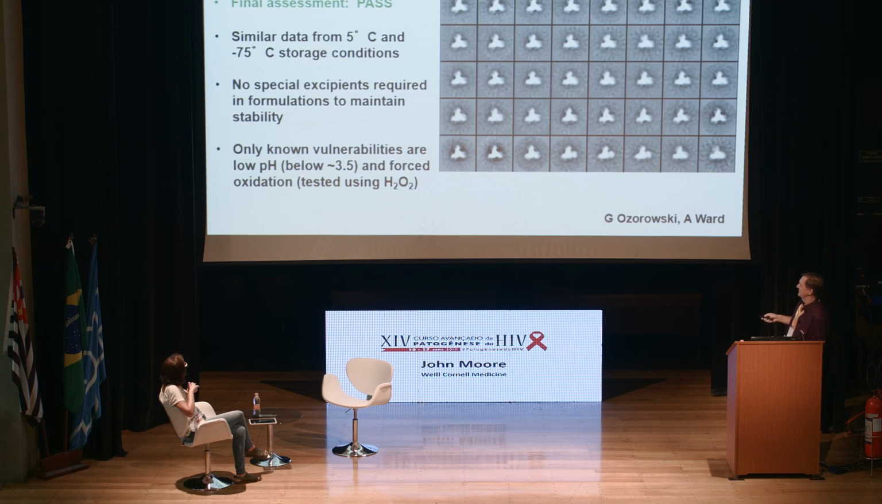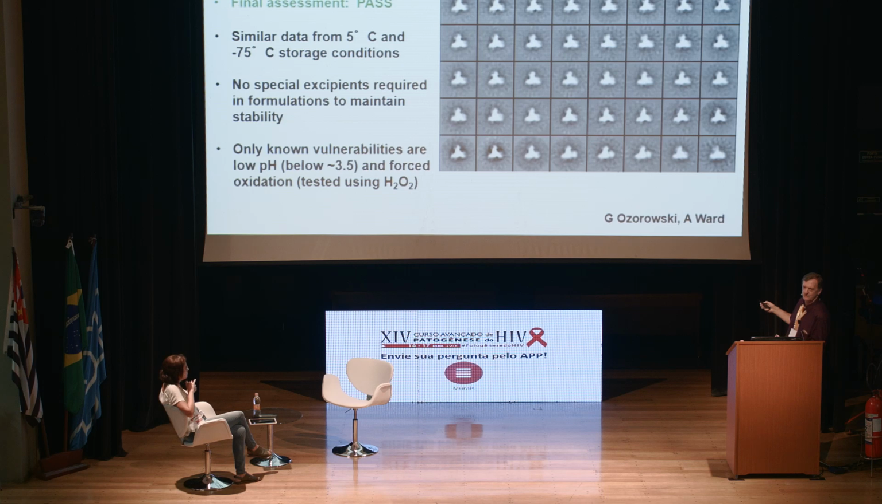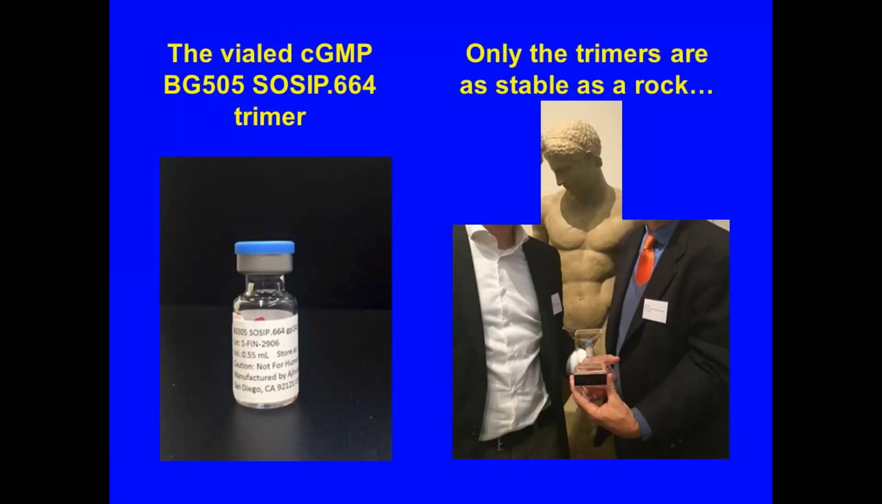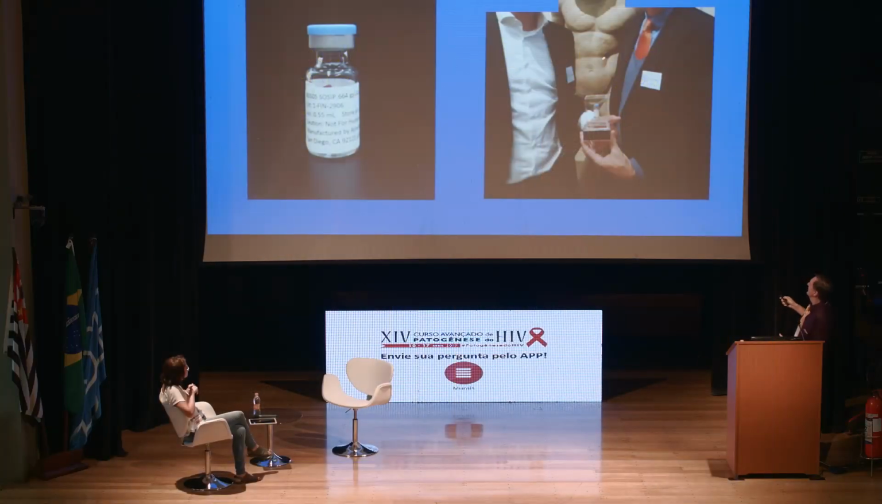The only known vulnerabilities, if we put it in low pH, below 3.5, say, mix it with a Coca-Cola, it doesn't go very well. So acid destroys it, and hydrogen peroxide also destroys it, but that's not what you want to do to things. So we finished up with the trimers in a vial. Here is two members of our group holding the vial against a man with very hard abdomen. So if this is like a rock, that's like a rock, but we were not going to show our bellies because we do not have six-packs.